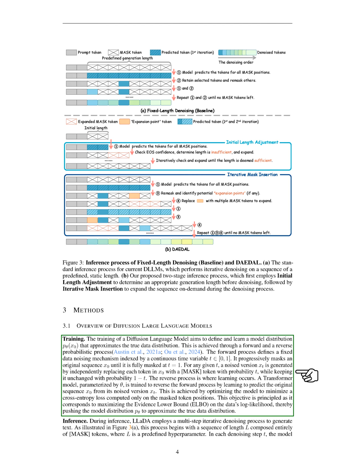The learning happens during the reverse process, where we train a transformer model to predict the original sequence from its noised version. We optimize the model by minimizing a loss function that focuses only on the masked tokens, which helps us maximize the evidence lower bound on the data's log likelihood. This pushes our model distribution to better match the true data distribution.